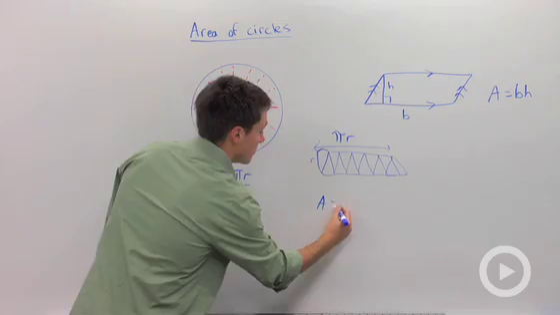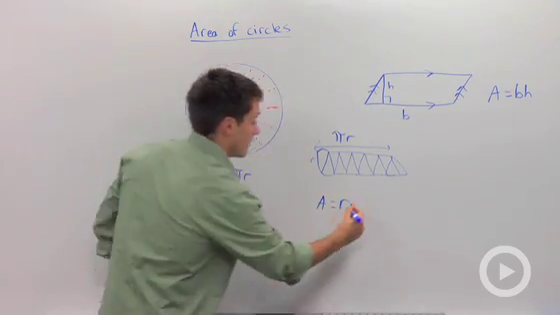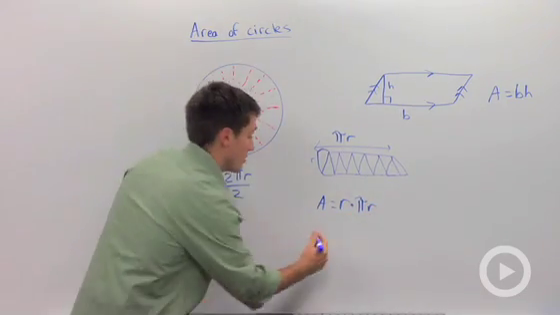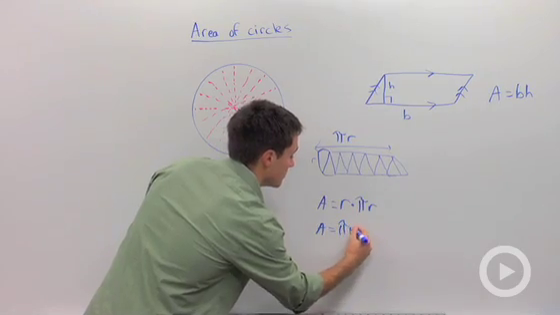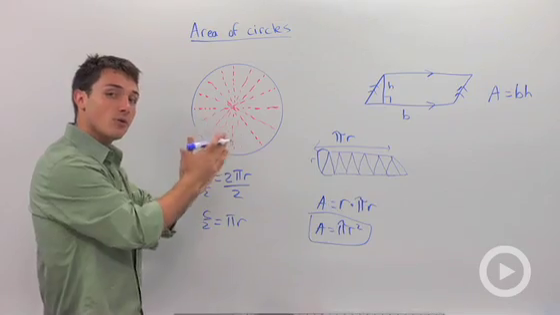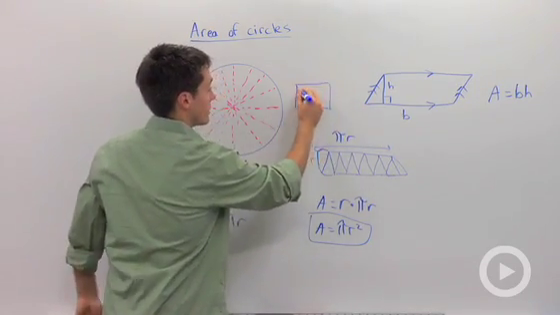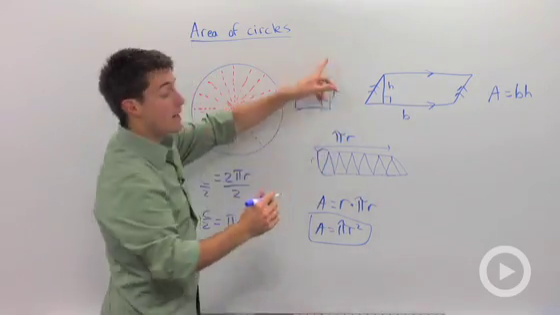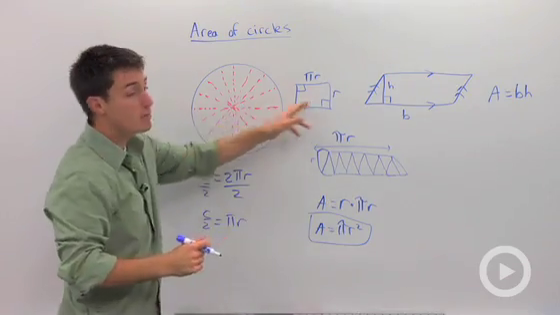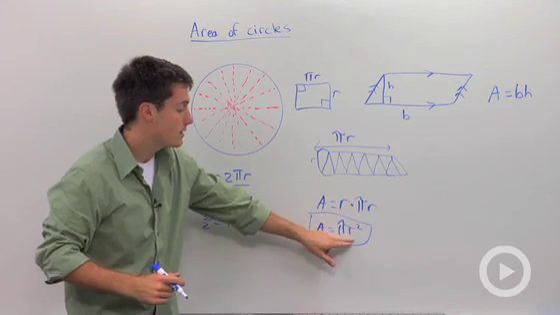So if I know my height is r, and I know my base is pi times r, then I can say the area is just r times r, which is r squared, times pi. So if I could chop this up into an infinitesimal amount of small wedges, I could create a rectangle where I know that my height is r, and one of my bases is pi times r, and these areas would be equal. So I could say the area of my circle, where I know the radius, is pi times the radius squared.